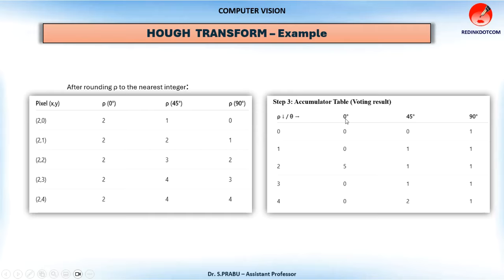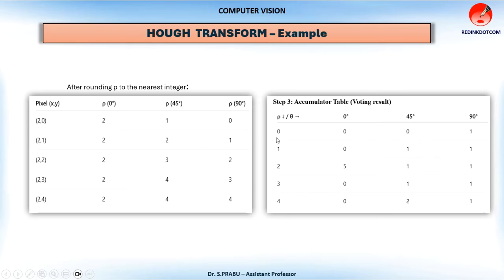Then for the 0th degree, how many zeros are present in this column? There is no 0. So I can put 0 here. There is no 1. So I can put 0 here. 2 is present 5 times. So I can write 5. There is no 3 or 4. So I can put 0 for 3 and 4. In the same way, the other columns can be updated.